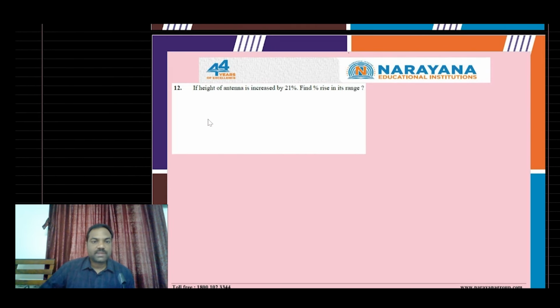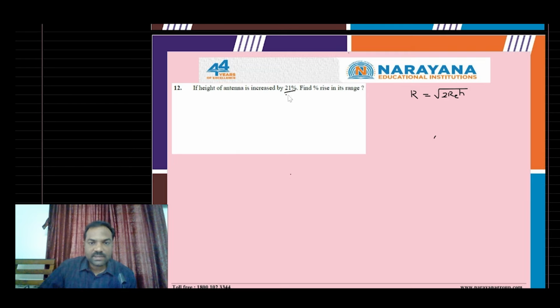So let us go to the next question, which is related to communication system, and they asked a very simple question, it seems, on range and height relation. First of all, let me write down the range and height relation. Range is equal to root of 2 times radius of earth times height of the antenna. Tower or antenna, you can say. Here they have simply given antenna, so we'll go with antenna height.